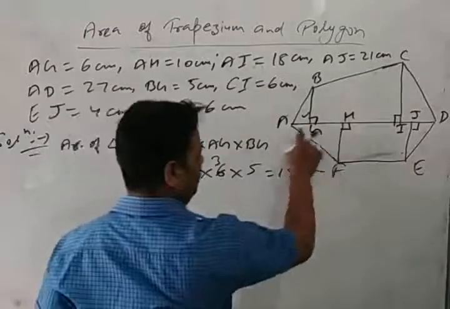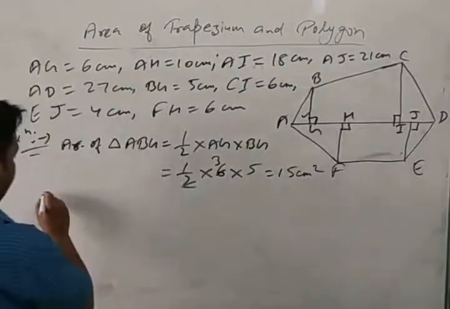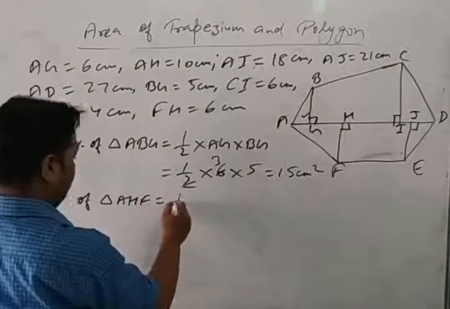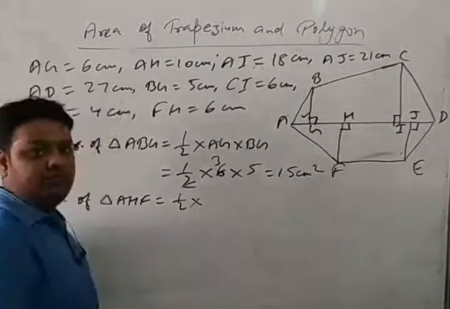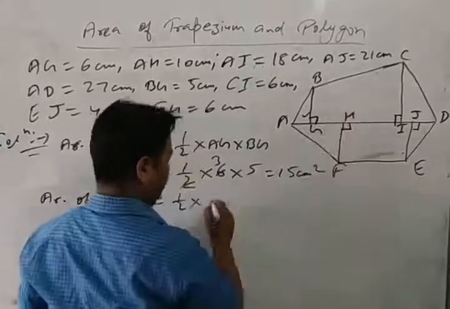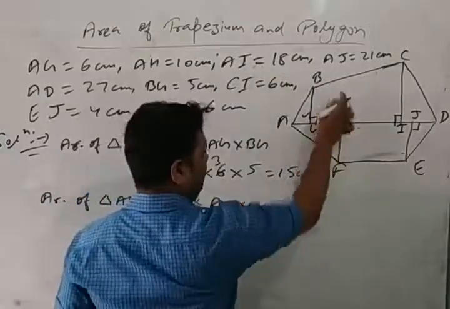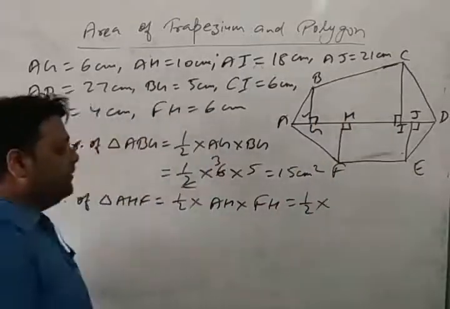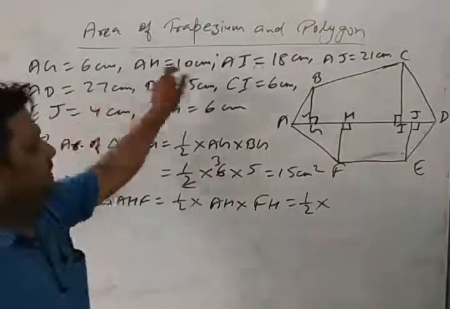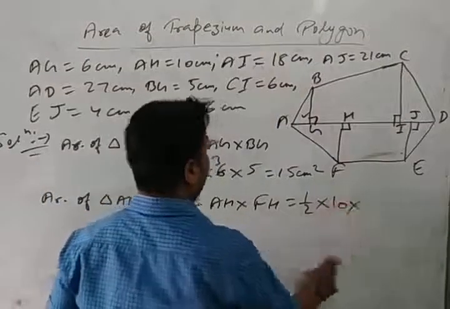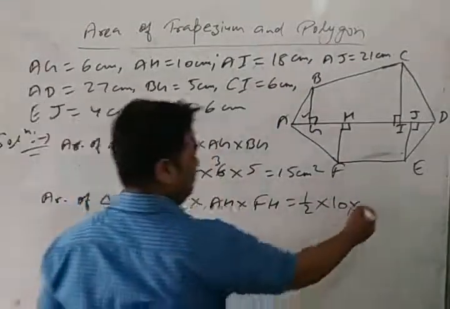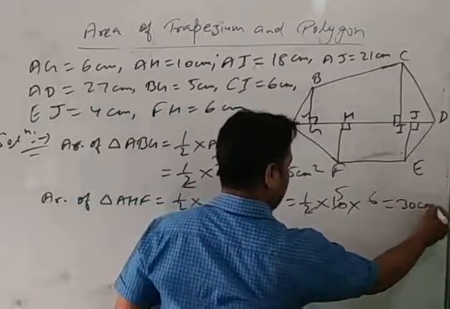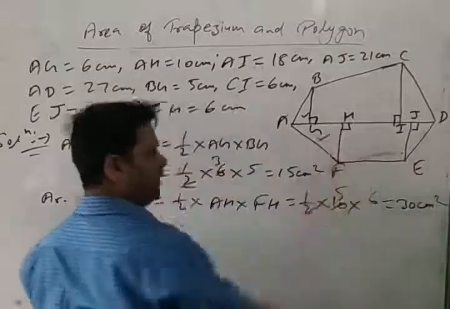So find the value of area of triangle AHF. Again 1 by 2 into base AH and height FH. What is the value of AH? Given, yes. And what is the value of FH? Given, yes, 6 centimeters. Solve it: 5 sixes are 30 centimeters. This we have found.